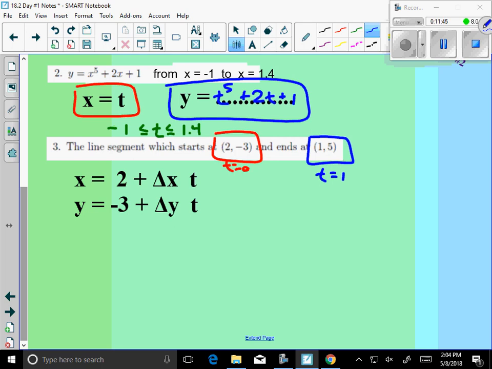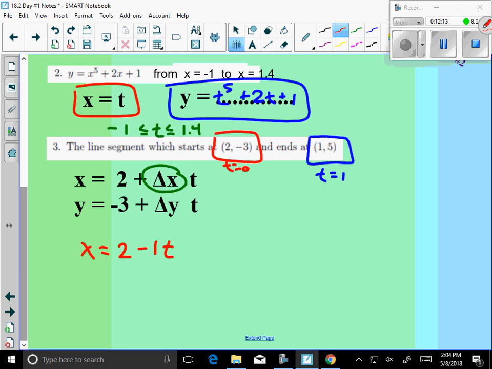Well, it went from 2 to what? To 1. So what was its change? 1, which direction? Negative, right? So this is how we would write our parametric here. It would be x starts at 2, and then it takes a step down, or to the left in this case, negative 1. Right? It's changed by negative 1.